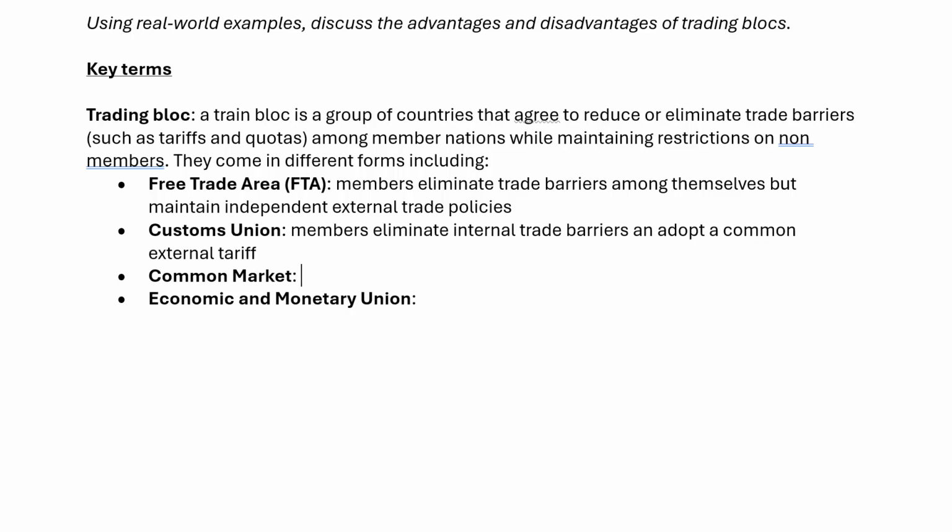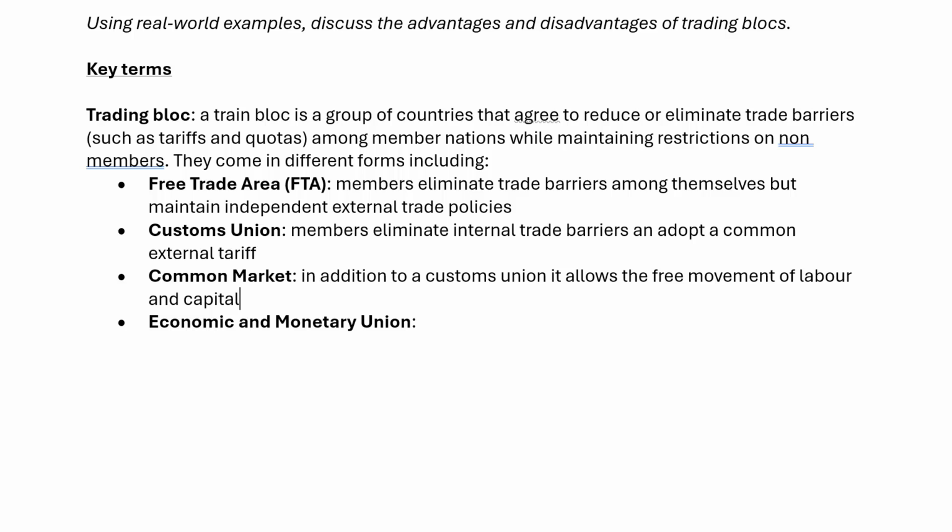With a common market, in addition to a customs union, it allows the free movement of labor and capital. So these go up in the level of interdependency, I suppose. And lastly, with an economic and monetary union, a common market with a shared currency and unified economic policy. For example, the Eurozone.